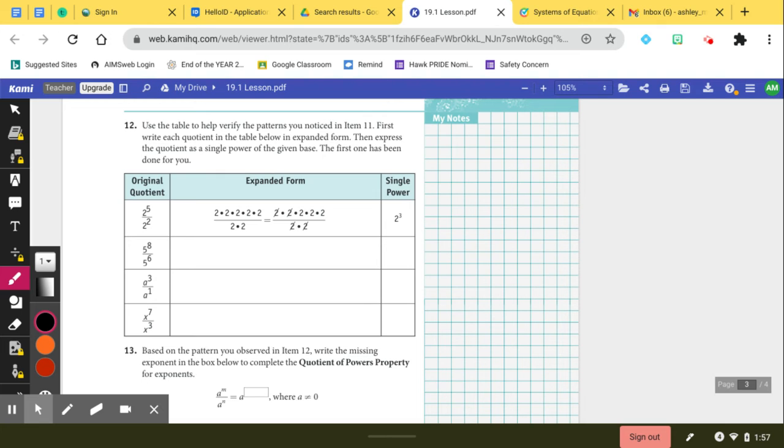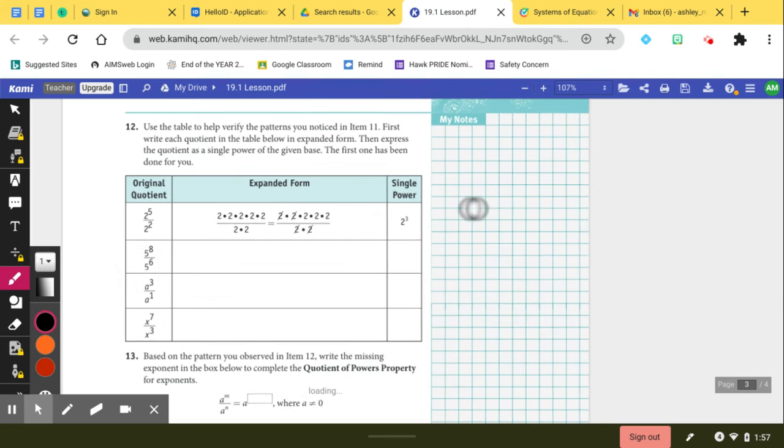So we have 2 to the 5th divided by 2 to the 2nd. Well, anything divided by itself is 1. So my 2 over 2's cancel out, 2 over 2 cancel out. So all I have left is 2 to the 3rd.